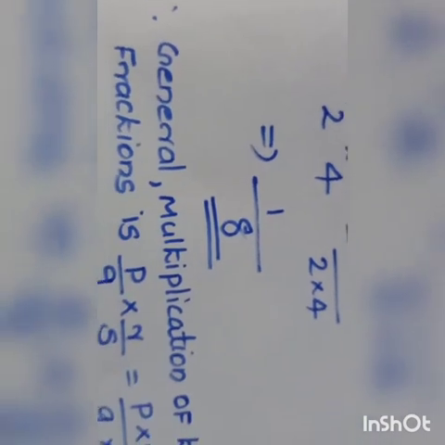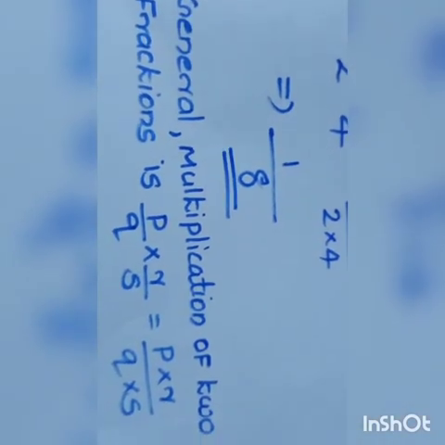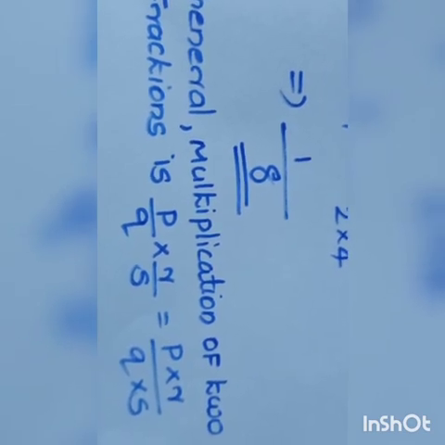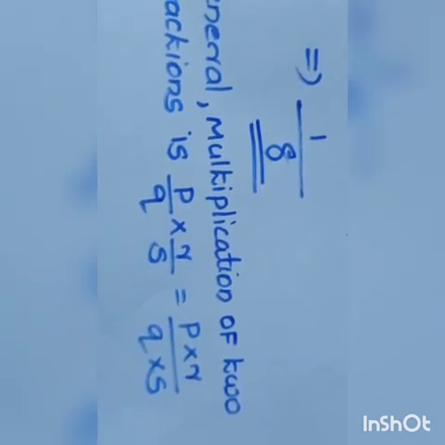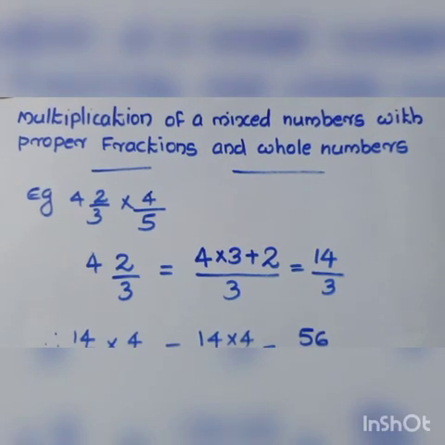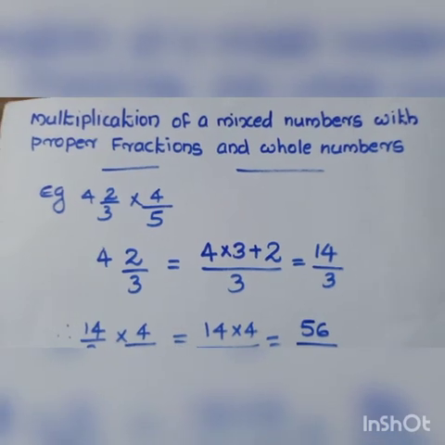Now in general, multiplication of two fractions: p/q into r/s is equal to p into r, divided by q into s. Next I will tell you about multiplication of mixed numbers with proper fractions and whole numbers.